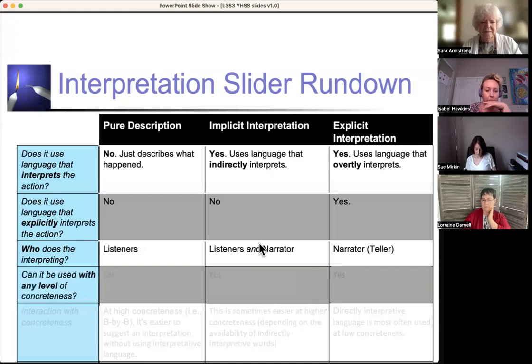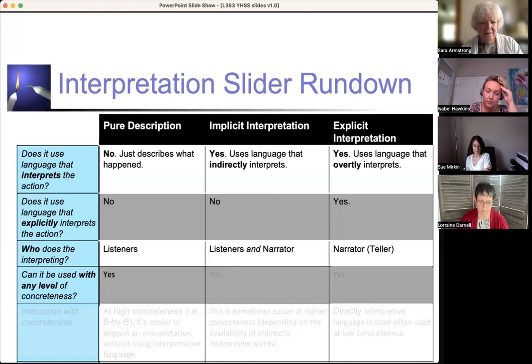Moving ahead, can it be used with any level of concreteness? Could pure description be used with any level of concreteness? Could explicit interpretation be used with any level of concreteness? Or implicit interpretation be used with any level of concreteness? And a hint here is, if you think of these two sliders as being at right angles to each other, because they don't directly interact together. You can have things at high concreteness and high interpretation. Things at high concreteness and low interpretation, and so on. So can it be used at any level of concreteness?